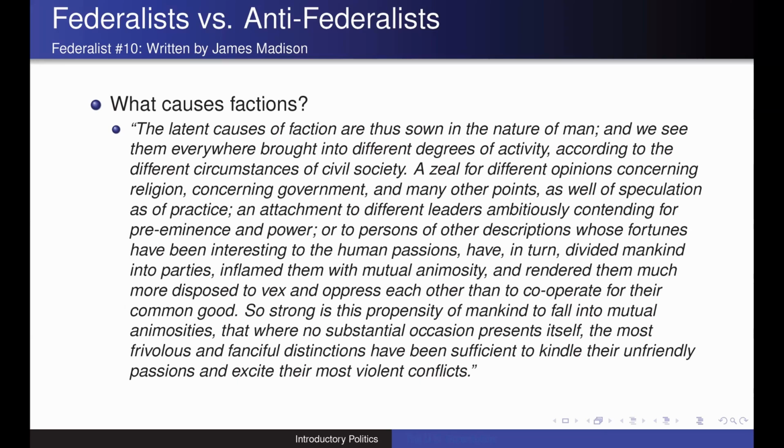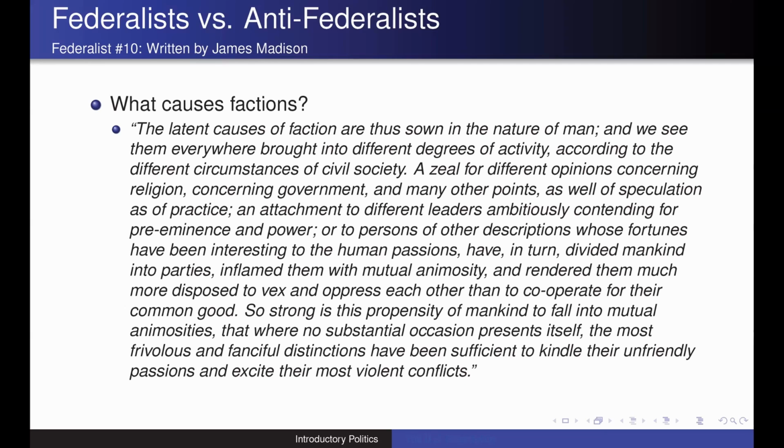Madison's going to say here in Federalist 10 that the latent causes, the underlying causes of faction are thus sown in the nature of man. Again, Madison's making the claim that this is not by accident, that this is intrinsic within us. And we see them everywhere, brought into different degrees of activity according to the different circumstances of civil society. These are a zeal for different opinions concerning religion, that we will have battles between groups based on religious differences, concerning government, political differences, and many other points, as well as speculation as of practice, an attachment to different leaders ambitiously contending for preeminence and power.